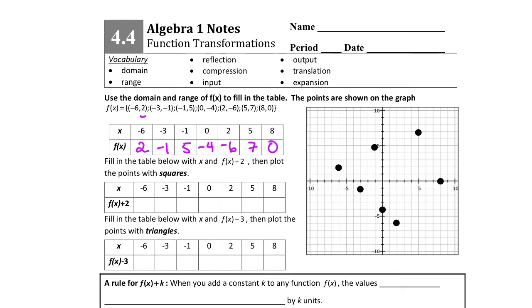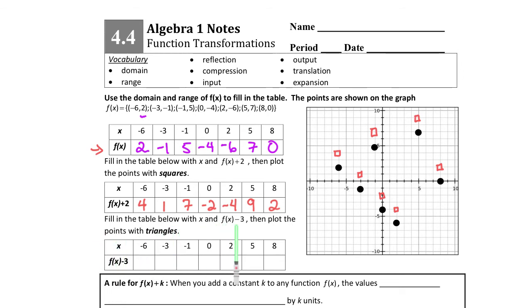What this is asking me to do is take each of these values right here and add 2 to them. So that first 2, I would add 2 and get a 4. -1 plus 2 would give me a +1. 5 plus 2, 7. And so on. After I've filled all of these in, I'm going to then plot them over on my graph. So I'm going to go to -6 and +4, and then it says to draw a square, so I'm going to draw small squares. It would also help if you had colored pens or colored pencils, because then you could track the same color, and that is always a nice way to do this. So my next point, -3, +1, and I'm going to go ahead and plot those points and show you the results. All 7 of those points are now plotted. If you need to pause the video to copy those down, please do so.